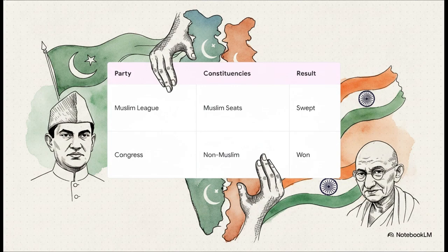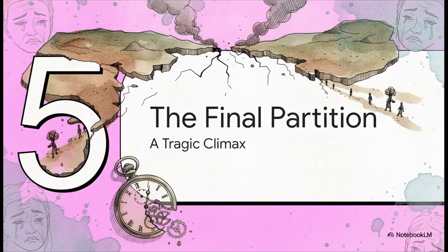The election results from 1945 and 1946 tell a crystal-clear story of absolute political polarization. The Muslim League just overwhelmingly swept the Muslim seats, cementing Jinnah as the undisputed leader of the Muslim masses. Conversely, the Congress utterly dominated the non-Muslim constituencies. So by this point, the subcontinent was functionally divided into two massive opposing political blocs. And finally, step 5, the final partition.